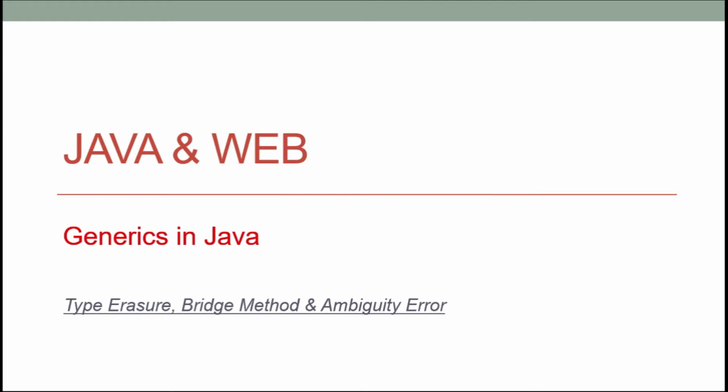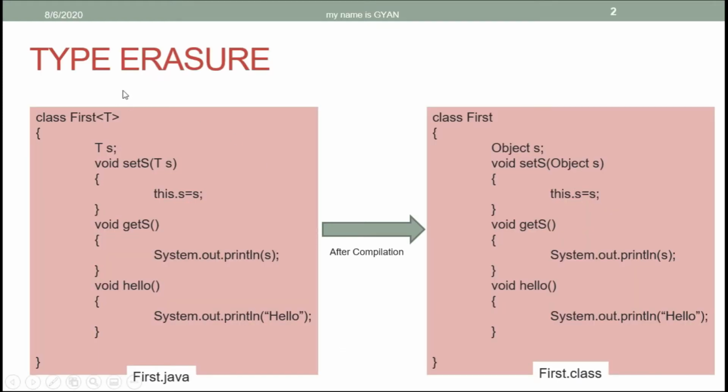In this video, we will learn about the concepts of type erasure, bridge method and ambiguity error. Ambiguity error caused by the type erasure. So let's start. I think we already have learned about the concept of type erasure.